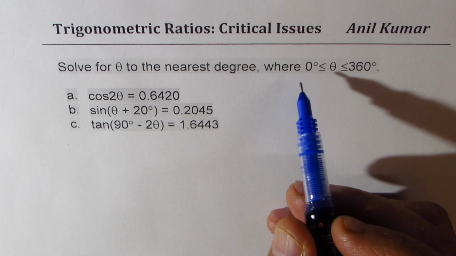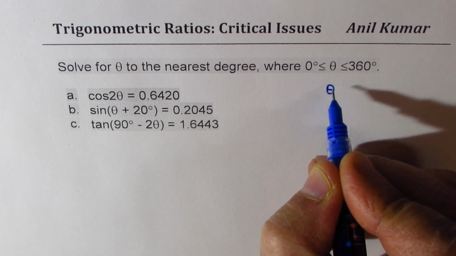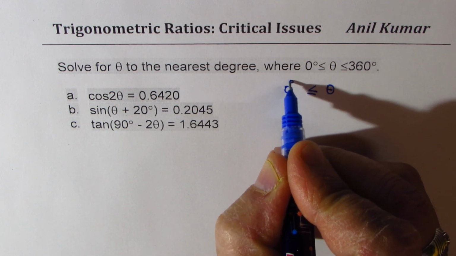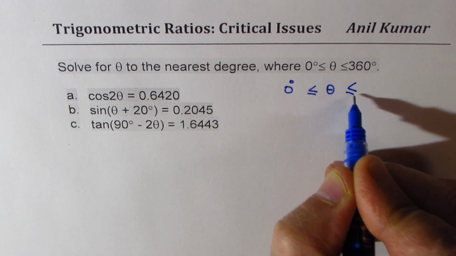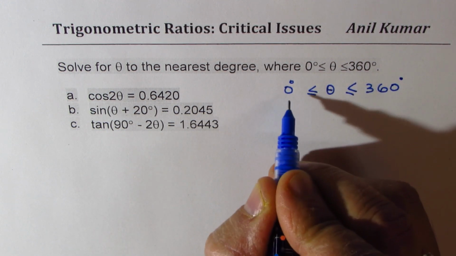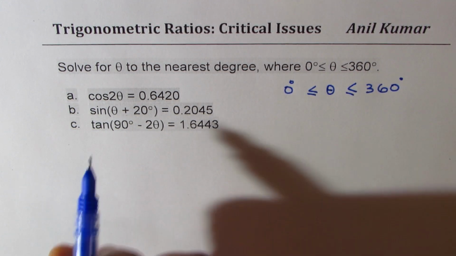The critical part here is that theta is given to us as between two limits. The limits in this case are from 0 degrees to 360 degrees. That means all possible solutions within this interval for theta.